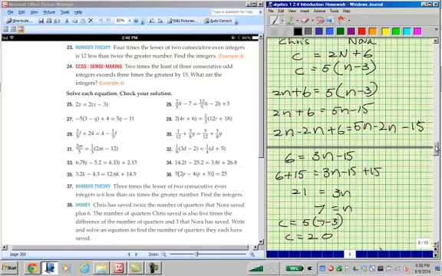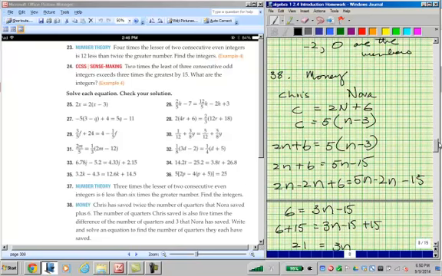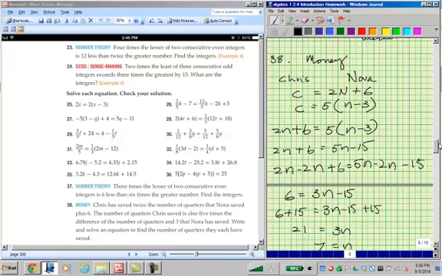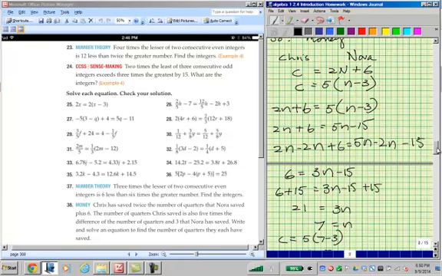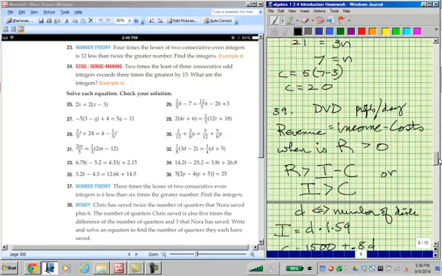You check it and all of that. So n equals 7, Nora equals 7, so Chris equals 2 times 7 plus 6, 14 plus 6, 20. Okay. C equals 20. Chris equals 20.